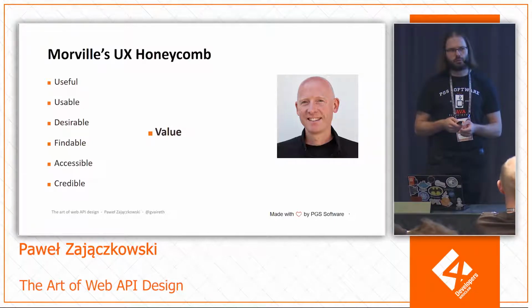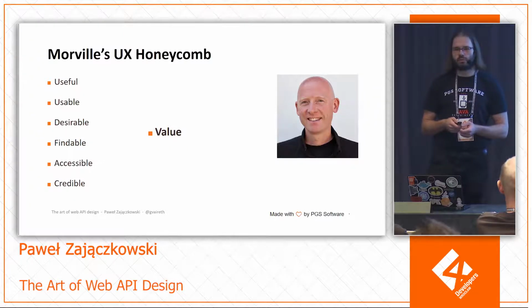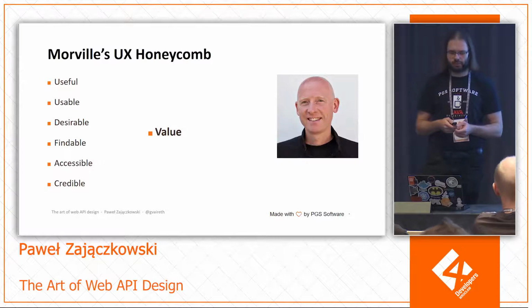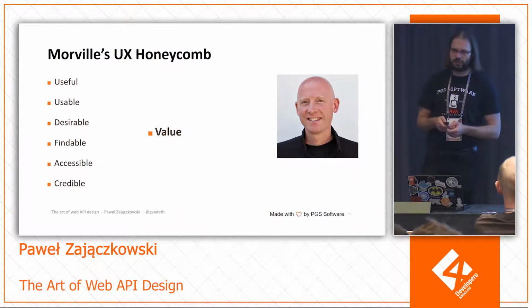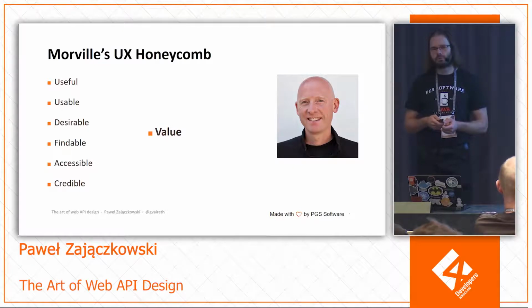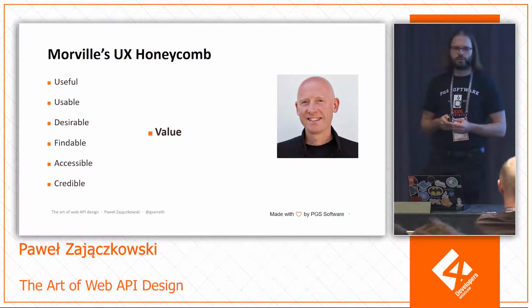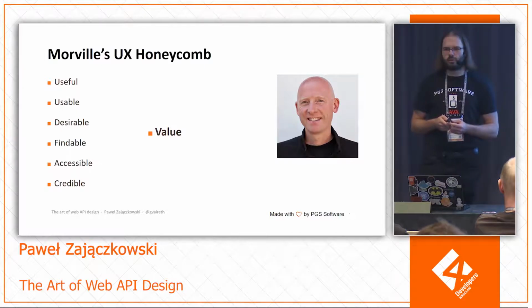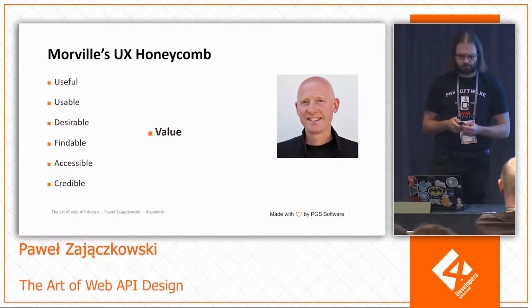Desirable, well, we all want products to be desirable, to be easy to work with, nice, and leave nice memories, let's say. Findable, that's basically about, in case of API, you don't want to look too long for the API, so it shouldn't be buried under long URLs and lots of slashes, and you should not be forced to send emails to support to get documentation or stuff like that.